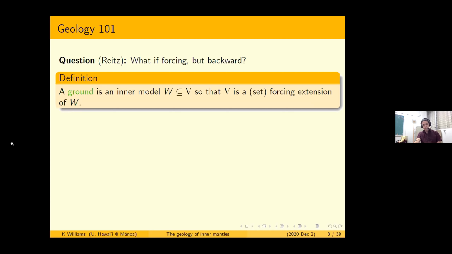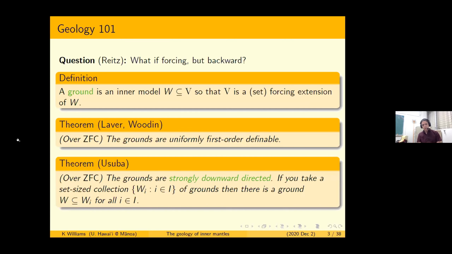And you can prove a lot of facts about grounds. Here are two fundamental theorems about grounds. The first one, due independently to Laver and Woodin, I think building upon work by Joel, is that the grounds are uniformly first order definable. So you can talk about these things in ZFC. The second fundamental theorem is due to Toshimichi Usuba. He proved the strong downward directed grounds hypothesis. What does this say? This says that if you take a set-sized collection of grounds indexed by some set I, then you can find a ground beneath all of them. So if you have set many, there's one below all of them.